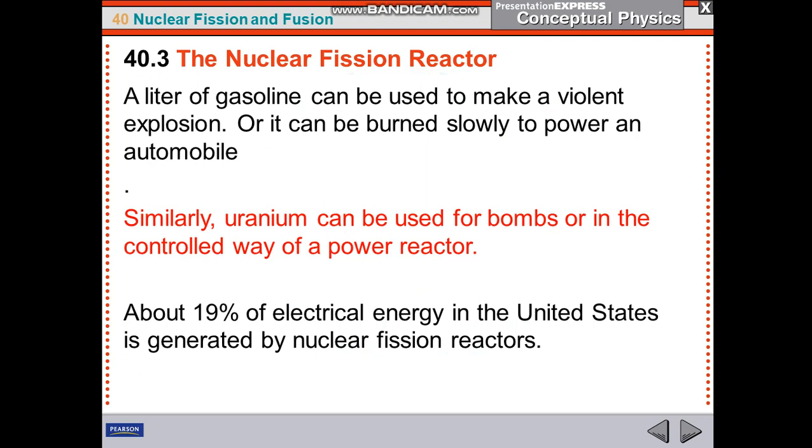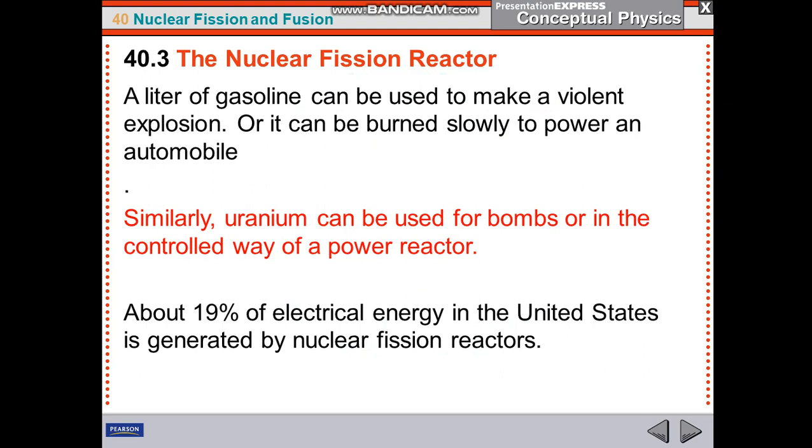A liter of gasoline can be used to make a violent explosion, or it can be burnt slowly to power an automobile. Here, the example of gasoline is given to say that it can be used to make an explosion, or it can be used to give power for an automobile. Similarly, uranium can be used for bombs or in the controlled way of a power reactor.